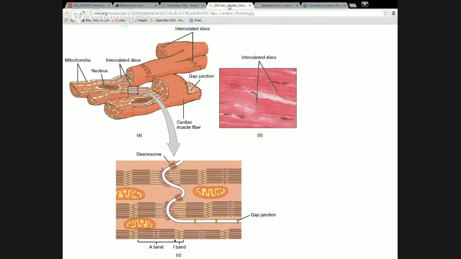cardiac muscle tissue is striated. So we should be able to see striations across the fibers just like we do with skeletal muscle. The striations are a bit more subtle. They're a little harder to see, and that's why we don't usually see them. I've had pictures out of textbooks that do have the striations pretty well represented.